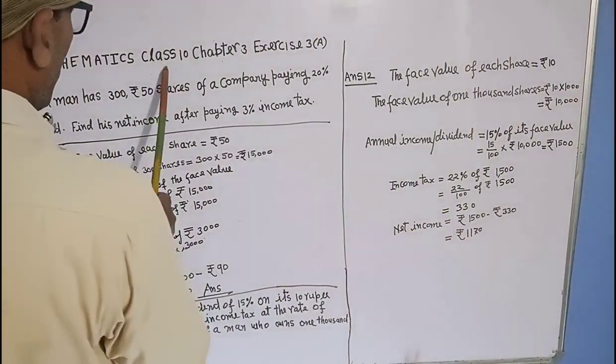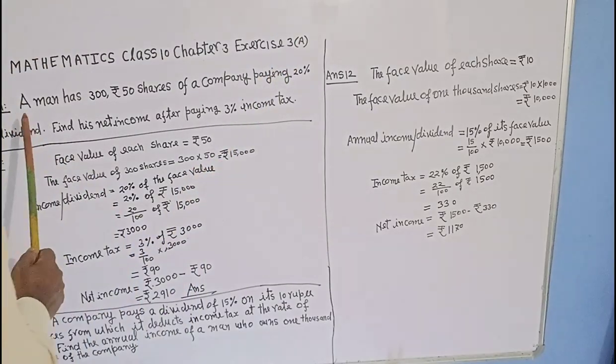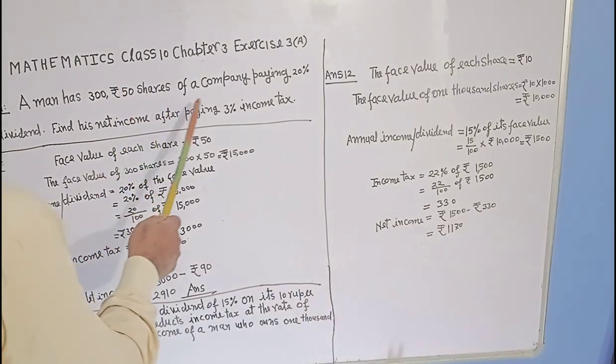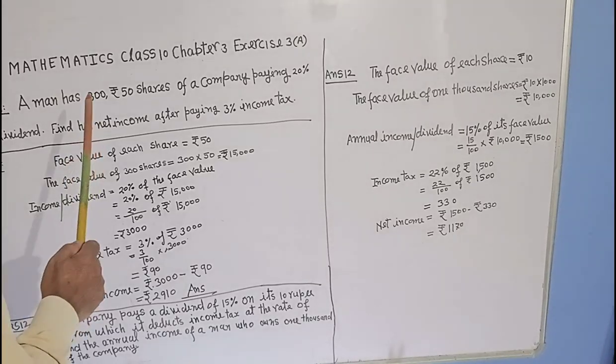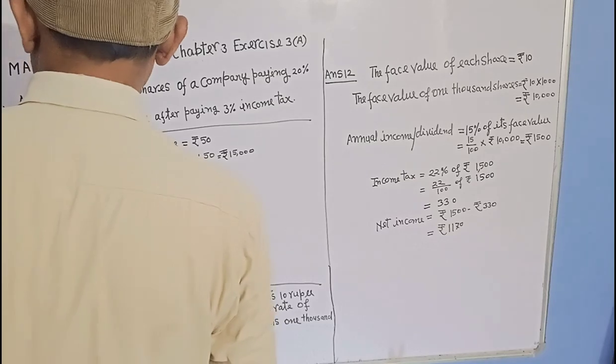ICSE Mathematics Class 10, Chapter 3, Exercise 3A, Question number 11. A man has 300 shares of rupees 50 each of a company paying 20% dividend. Find his net income after paying 3% income tax.